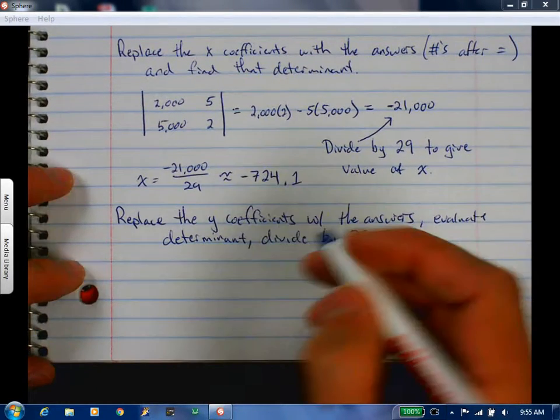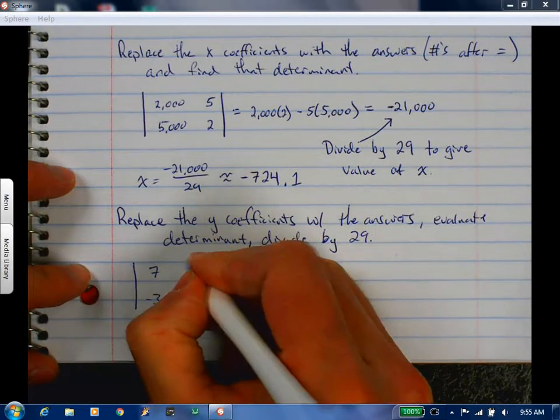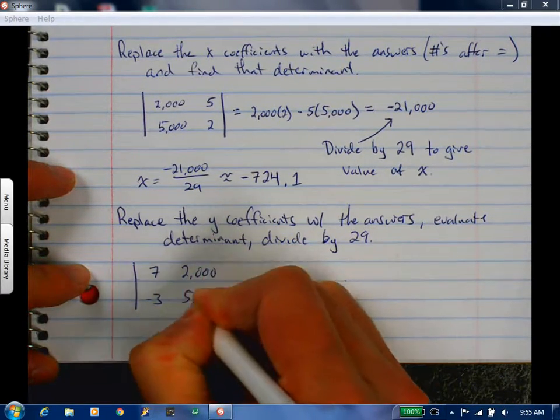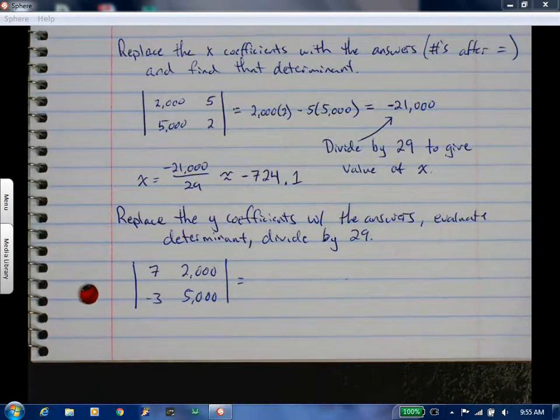Once you get this down, it's 7, negative 3, 2,000, 5,000. Notice how I keep everything in order. The 2,000 has to be on top, 5,000 has to be on bottom.